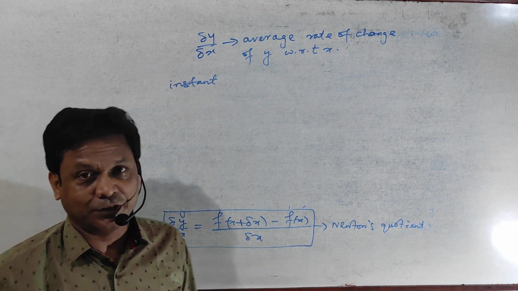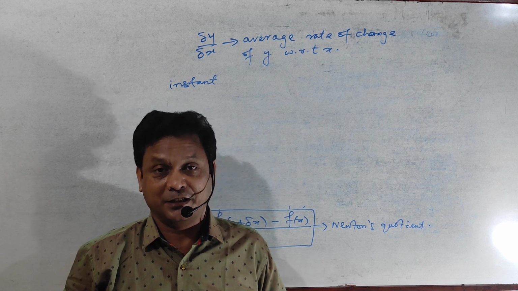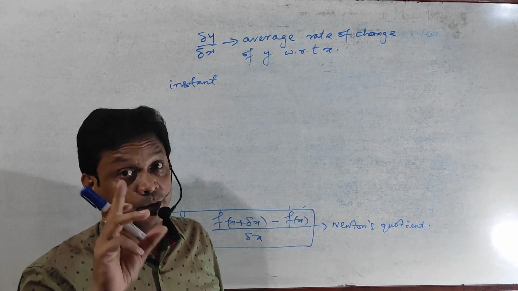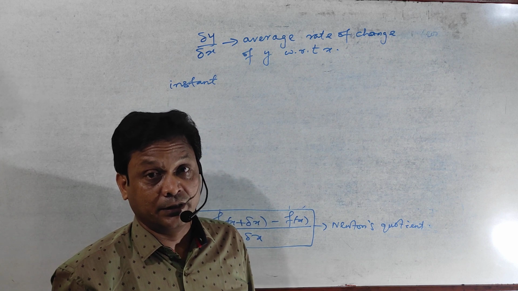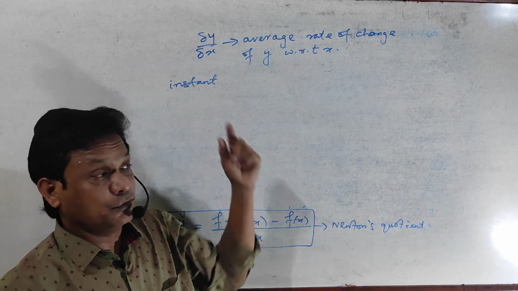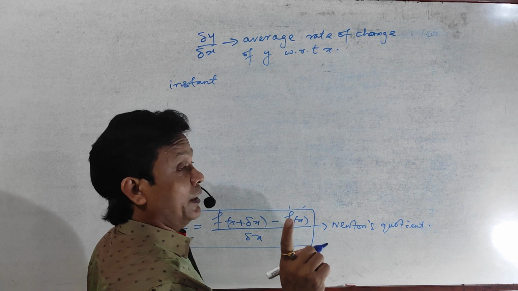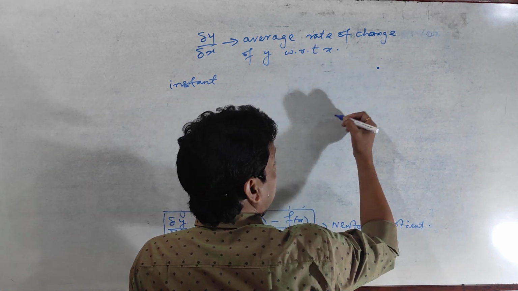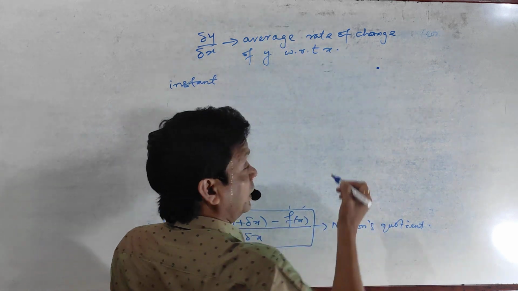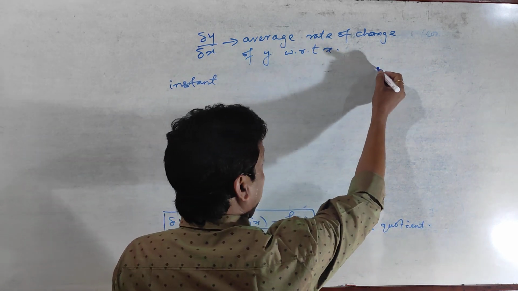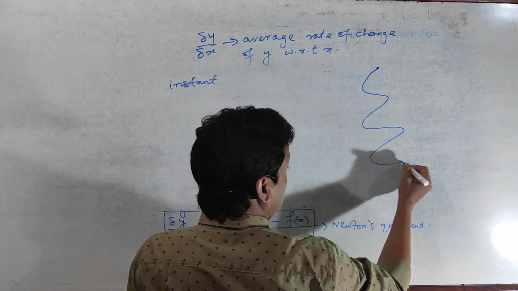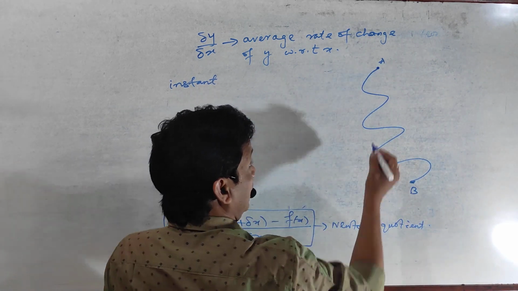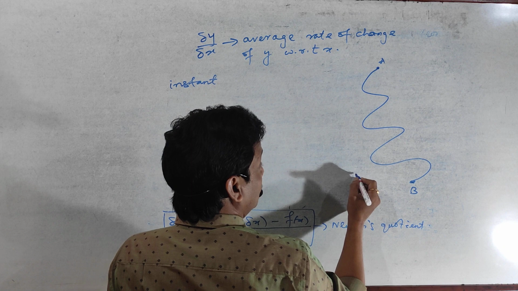The question is, what is the meaning of average and what is the meaning of instantaneous? Very interesting question. Let us first of all discuss average and instantaneous, then we will come to this point. Okay. I am going to physics. Suppose you are going with a bike and you are traveling like this. And this is point A, this is point B. And from A to B, it takes 1 hour.